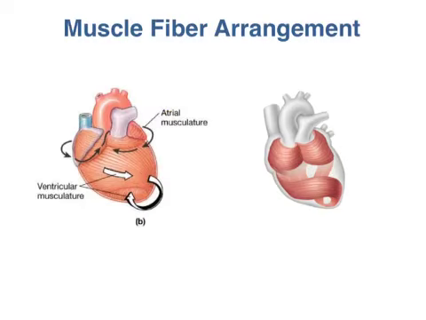The arrangement of the myocytes, the muscle fibers in the myocardium, is interesting. They actually kind of wrap around. You have 4 chambers of the heart. You have one atrium up here, another atrium there, and then you have your ventricles down here. So you have bands of fibers that wrap around the atria, and then bands of muscle fibers that twist around the ventricles of the heart.